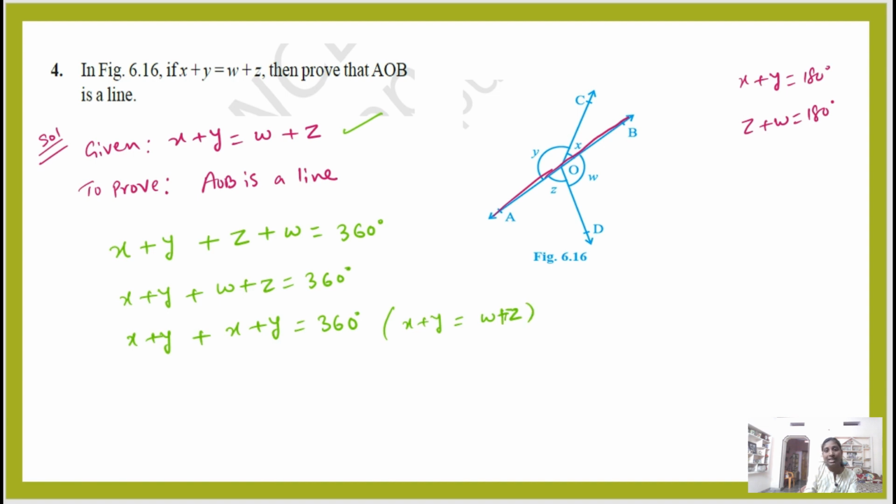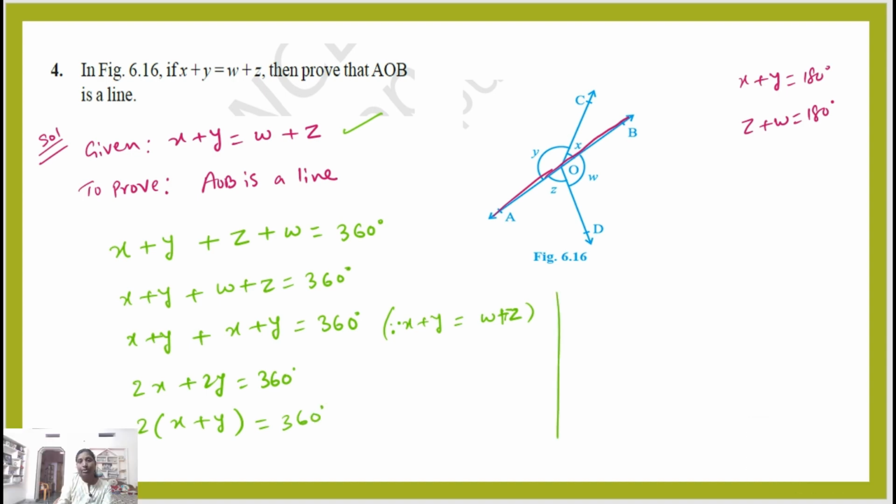W plus z, since x plus y is equal to w plus z. Now, if we add, 2x plus 2y is equal to 360 degrees. Now take common: 2 is common. 2 times x plus y in brackets is 360 degrees. Now, x plus y is equal to 360 by 2.